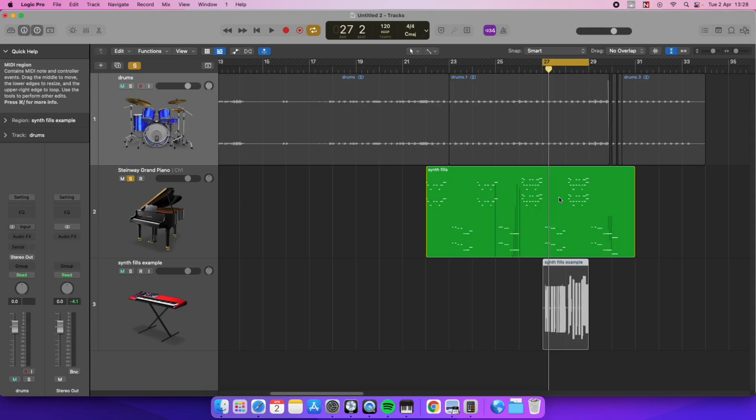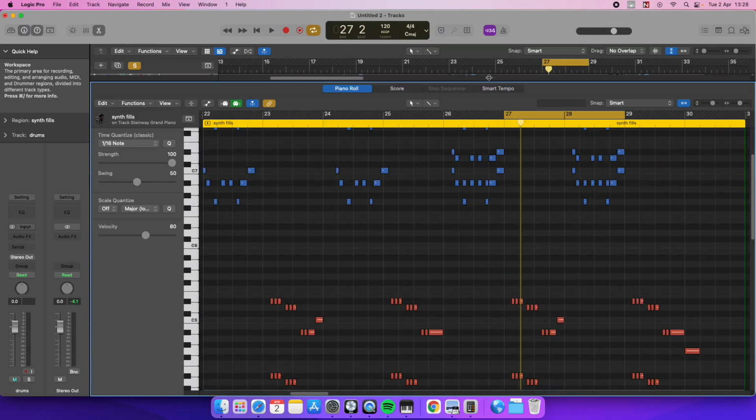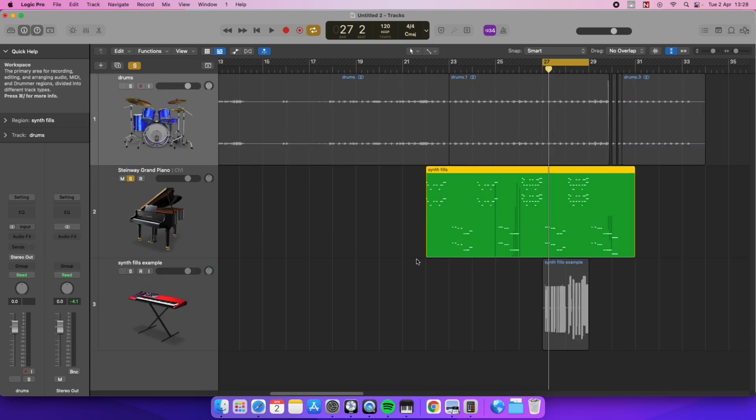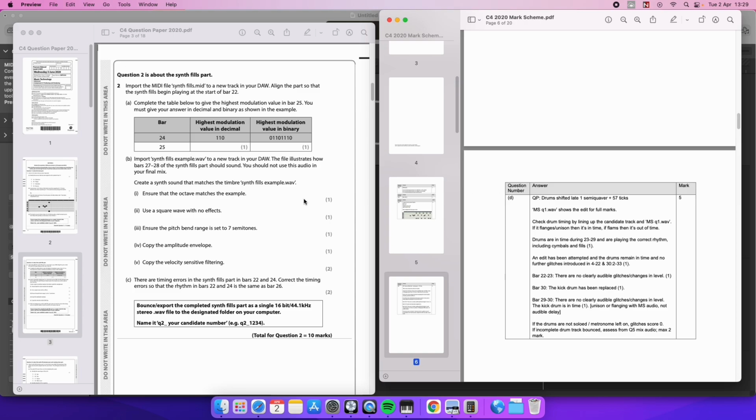So we may have to go into the MIDI data here and move these notes up and down the octave. Because at the moment, this sounds pretty high, doesn't it? Because our example is playing lower. Yeah, you can see in the MIDI data there, this first part's played low, the second part's played higher, but whether or not they're the right octave ranges, we'll figure that out.